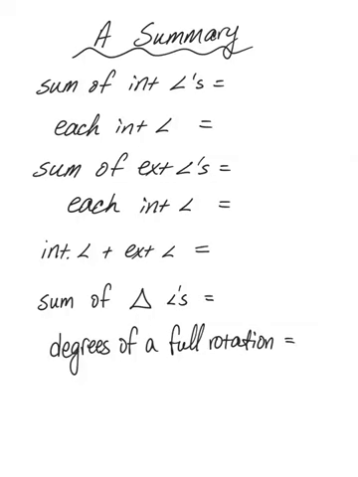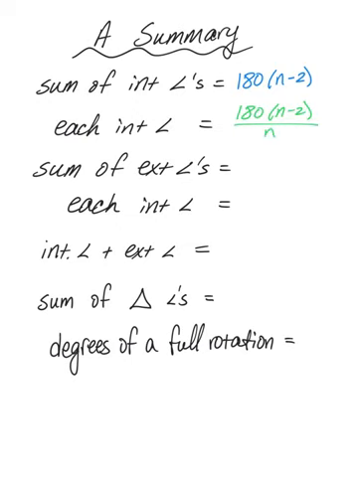So to sum up this lesson, we've been talking about polygons and how to find their angles. So this is a bit of a summary page of everything we've done so far. So the sum of all the interior angles of a polygon is found using the formula 180 degrees times n minus 2, where n represents the number of sides. To find each individual angle, you take the sum of all the interior angles and you divide by the number of sides that you have.